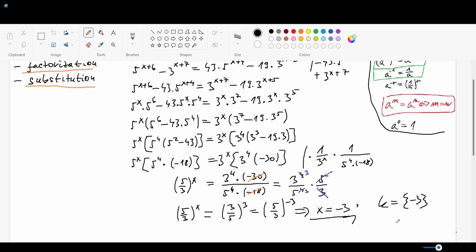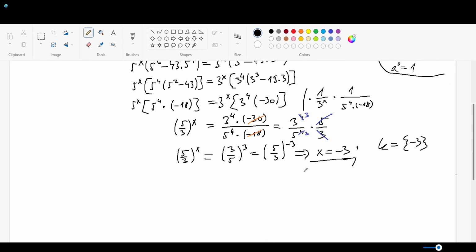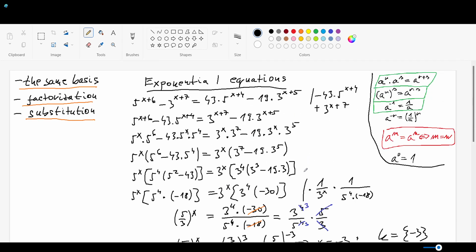Okay, so this was one, and really, I would say, a little bit complicated solution, because you can solve this equation in an even easier way. If you are willing to see the procedure, stay with me.